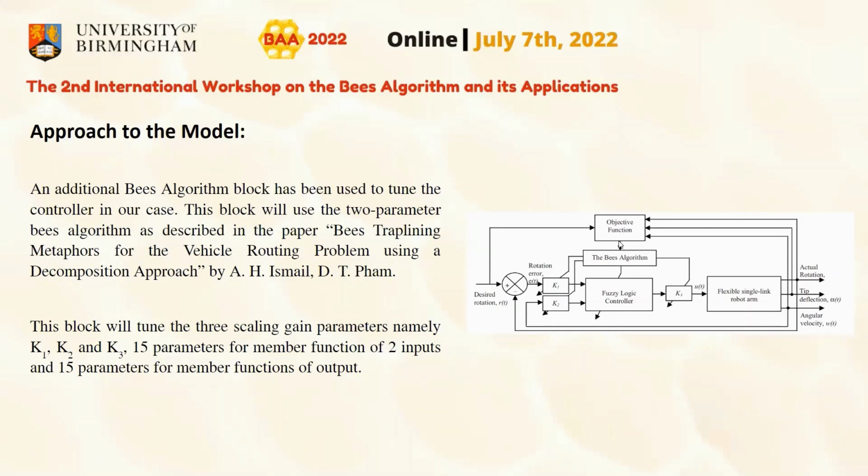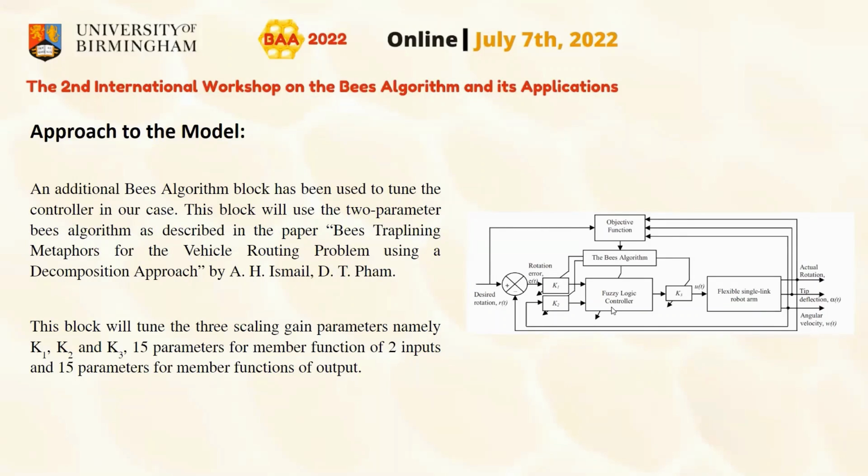3 scaling gains, namely K1, K2, K3. These scaling gains are used to transform the crisp values into range of -1 to 1 so that we can apply membership function over them. So firstly, we will optimize these 3 values, K1, K2, K3. They are scaling gains. Then we will be optimizing 15 parameters for membership functions.